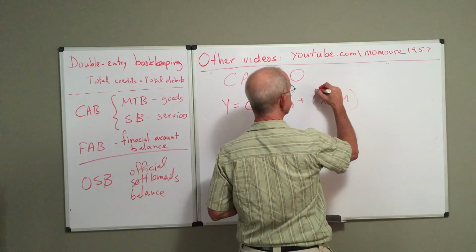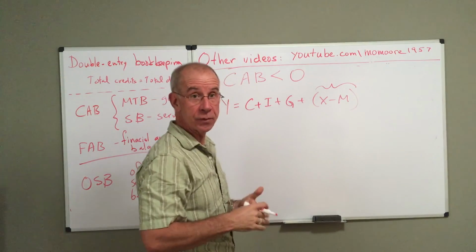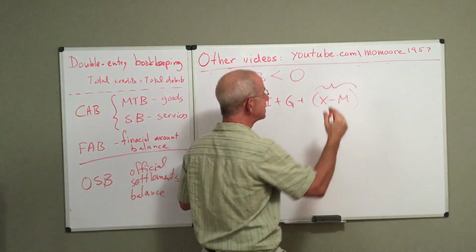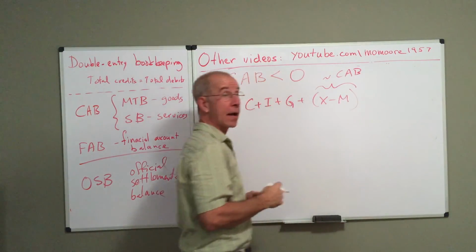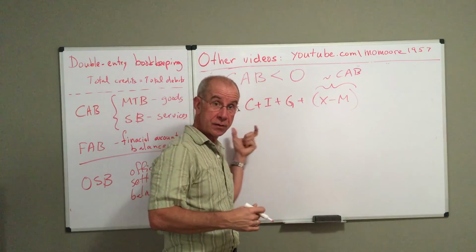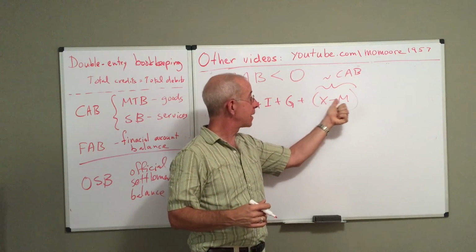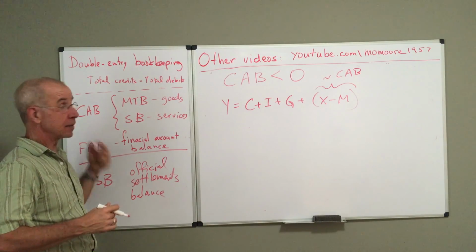This part right here, exports minus imports of goods and services, is basically another way of writing the current account balance. And this is goods and services. So exports minus imports of goods and services is basically the current account balance that we've talked about.